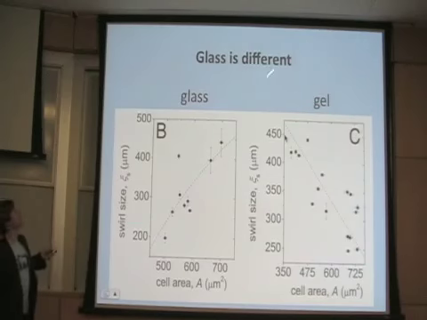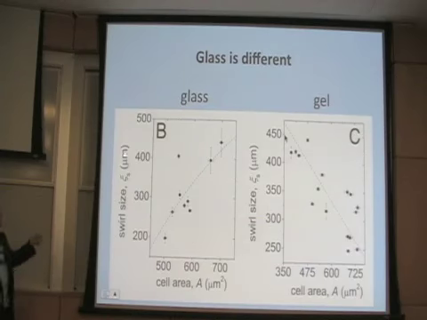Secondly, if you do the same experiment on glass, there are no deformations in the glass, but you can still get a swirl pattern on glass. And what we find is that the swirl size actually decreases with density on glass, whereas it increases with density on polyacrylamide. So the deformability of the substrate is critical to this kind of behavior.